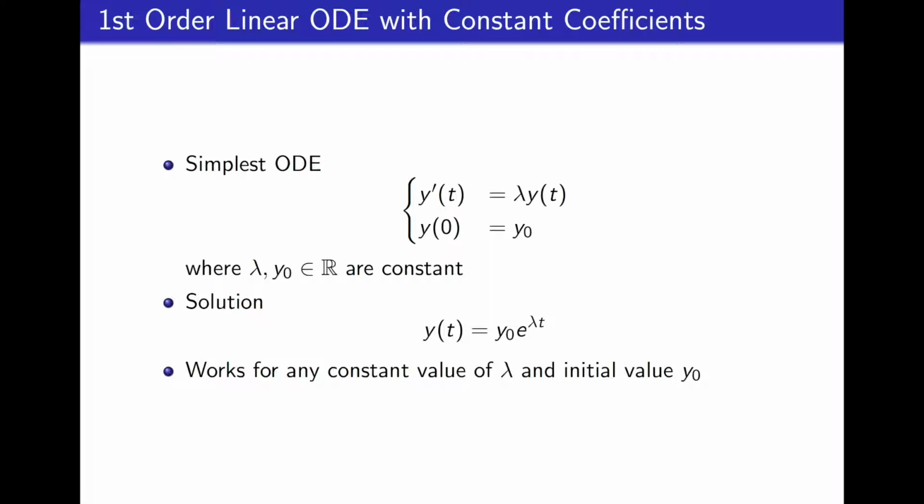First, we're going to consider a first-order linear ODE with constant coefficients. This ODE is probably the simplest one that you will ever see. It has one initial condition at t equals 0. Lambda is a constant real value, and the initial value is some constant y naught. The solution to this problem is y naught times e raised to the lambda t. And this works for any constant lambda or y naught. This is definitely a good differential equation to remember, as these problems show up surprisingly often for their simplicity.